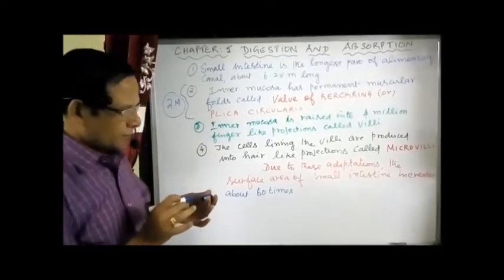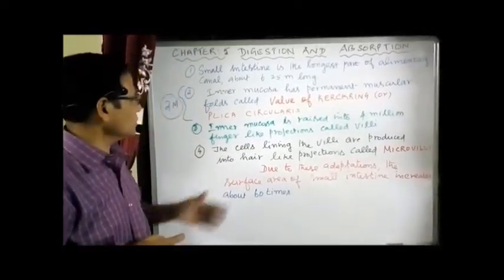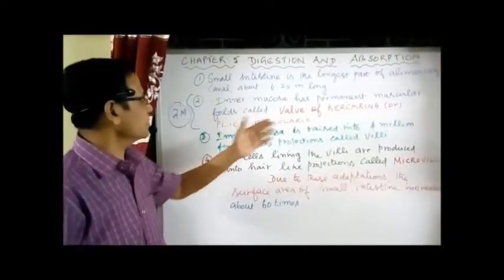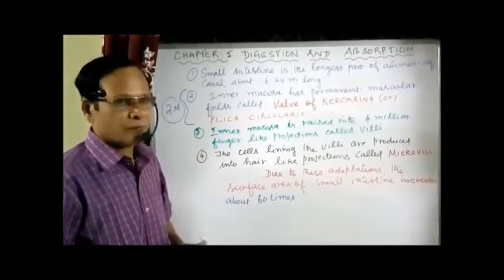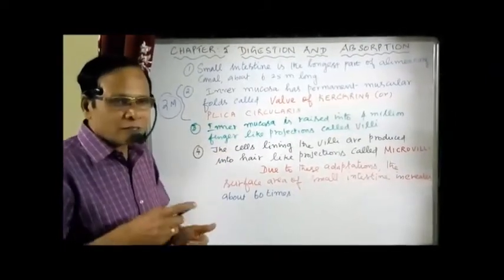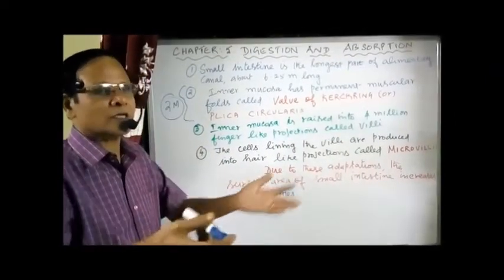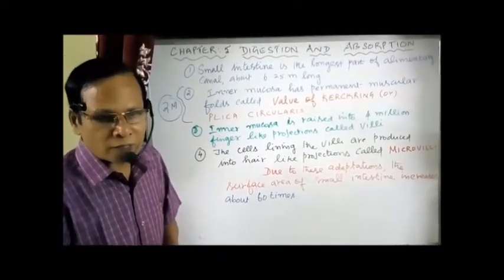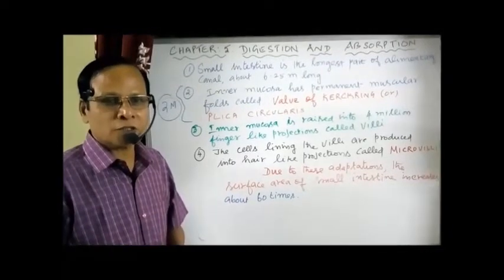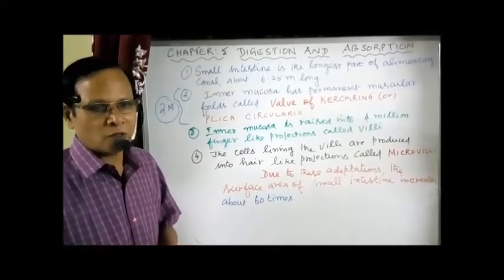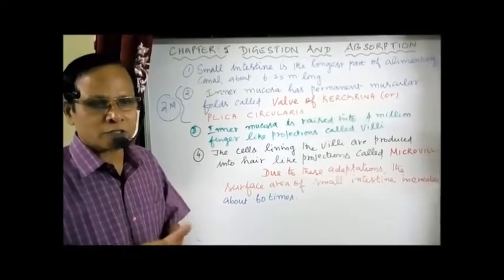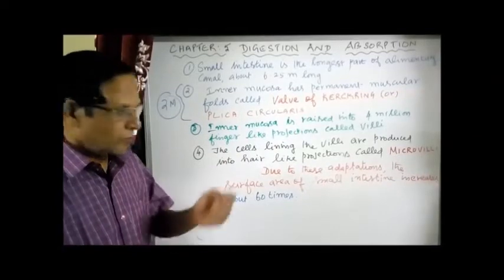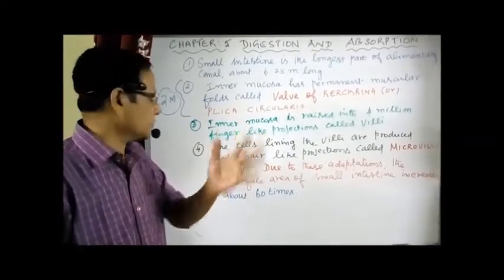What are the valves of Kerckring? You can answer that one. You can even use that for your public examination. The inner mucosa has permanent muscular folds called valves of Kerckring or plica circularis, which further increase the surface area of absorption. The third one: the inner mucosal layer of the small intestine, particularly the ileum region, is raised into 4 million finger-like projections called villi. So the presence of villi is another factor that makes the small intestine absorb effectively.